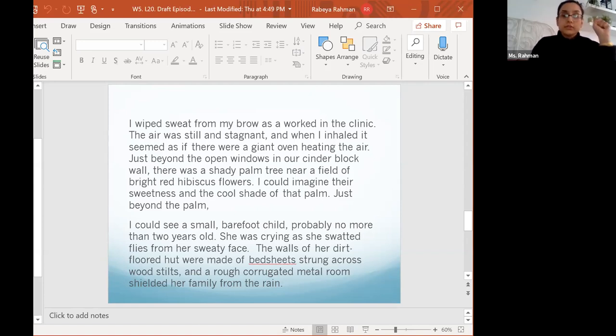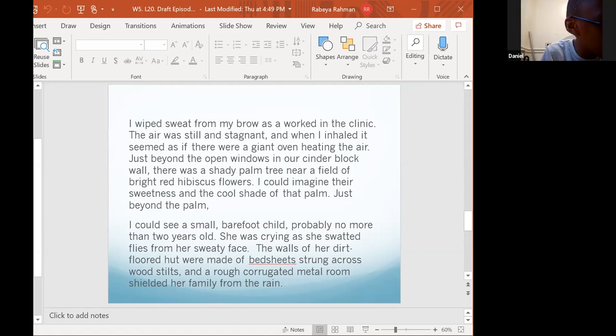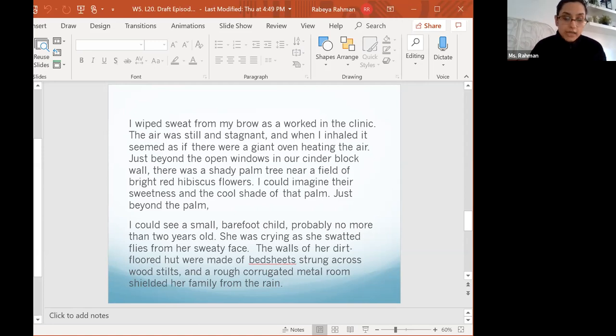Show me with your hands if you agree with Daniel, right? Excellent. So there's descriptive details in here. There's specific language. There's authentic details, like Daniel mentioned, a small barefooted child. There's hibiscus, cinder block, corrugated metal. Because we've decided to include such specific detail, it makes it easier for us in our minds to create this picture, okay?